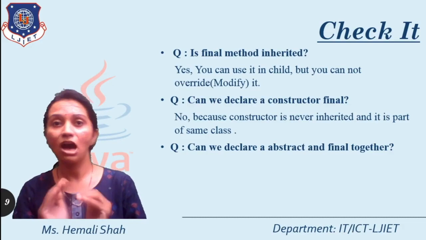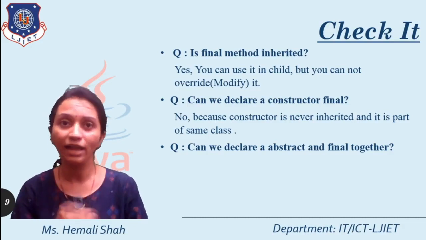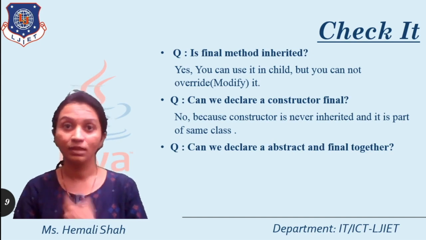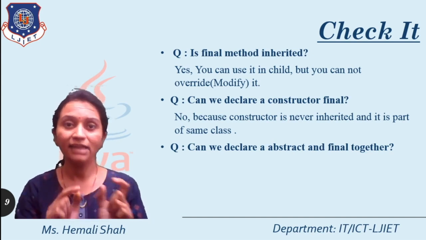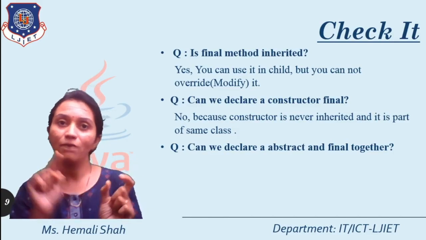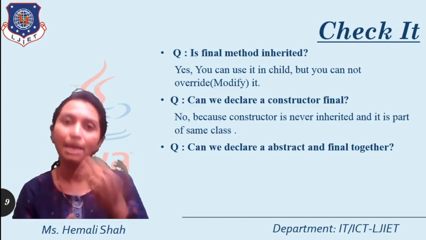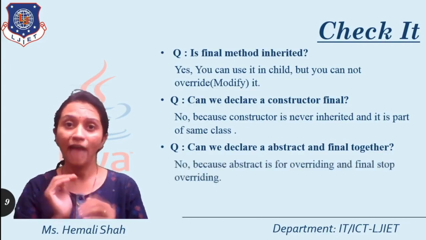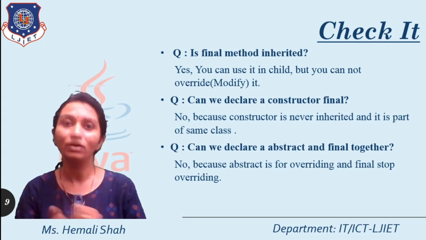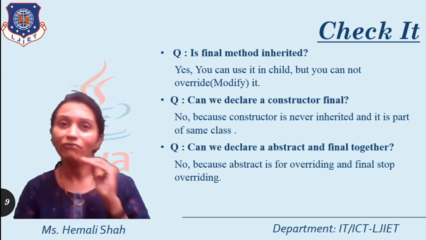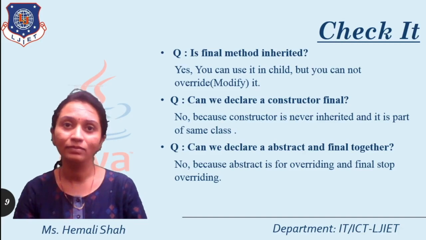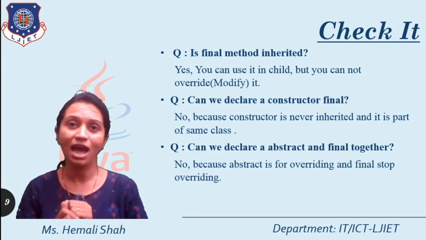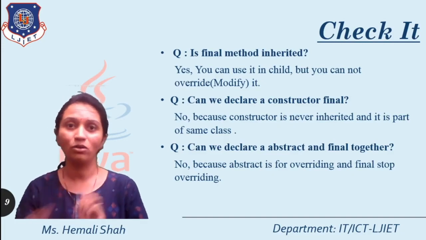Now tell me the answer of this question: can we declare abstract and final together? Can we make an abstract function a final function? Try to add the final keyword at the time of abstract function declaration in an abstract class. You will get a compile time error because abstract is specially designed for overriding and final stops overriding. So how can you use both keywords at the same time? That's why it is not possible.